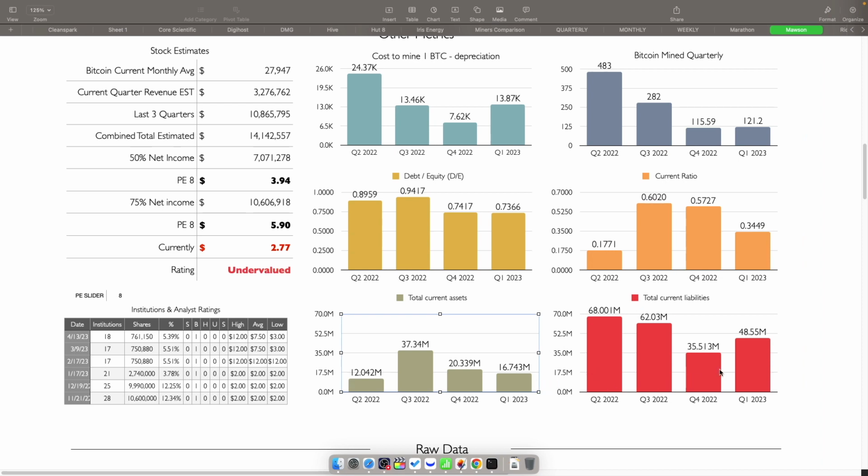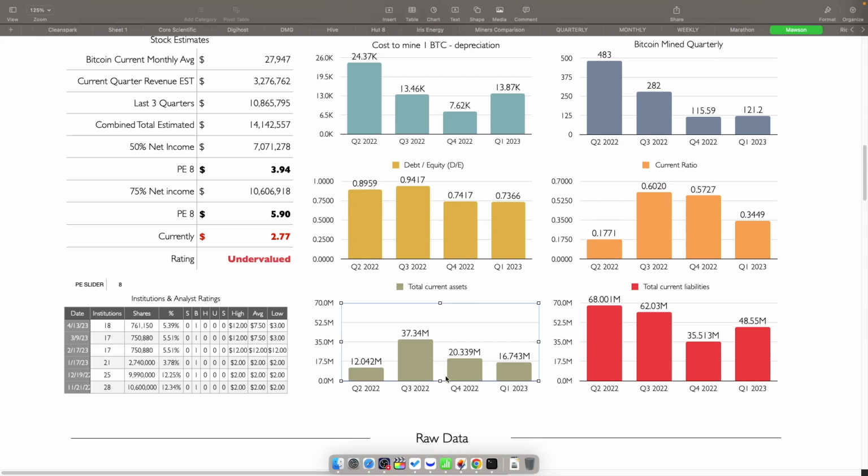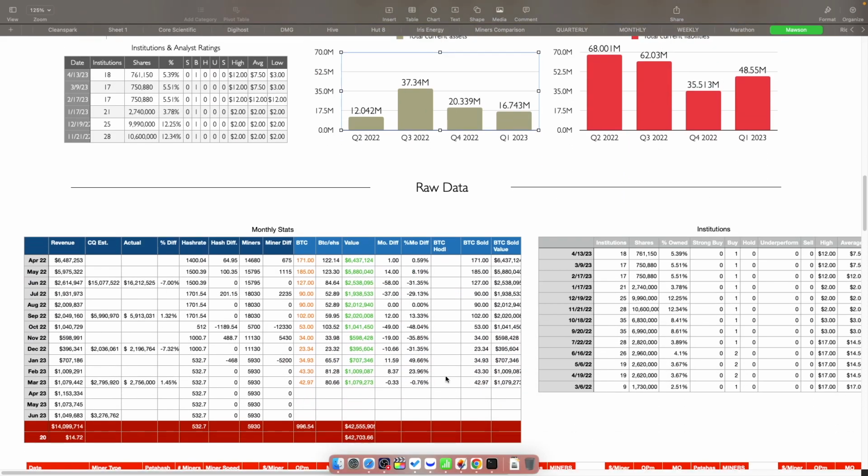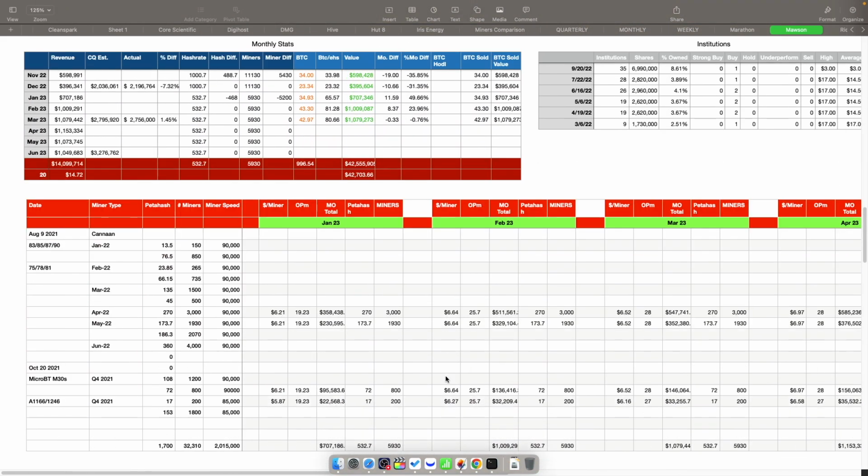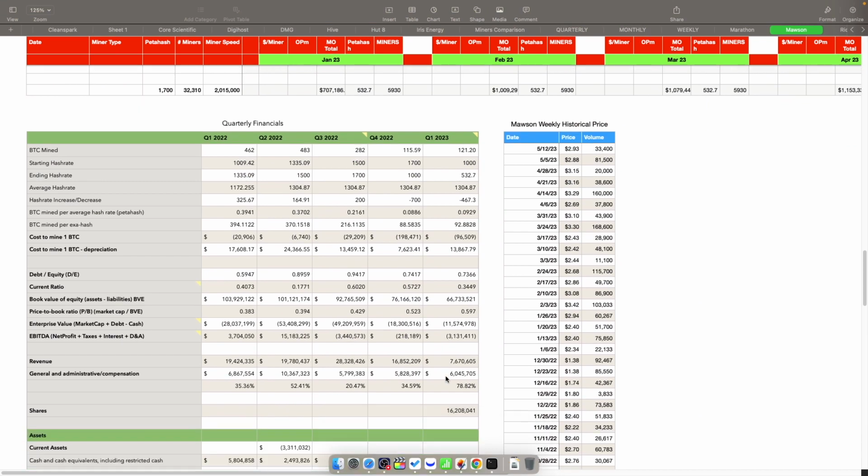And yeah, we can see that Q1 total current liabilities has increased to 48.5 million. And their total current assets is down to 16. So that's also concerning a little bit. And the main reason I think for that, and this is just my opinion, is they do a lot of hosting, and I hate hosting because I believe it is just not as profitable as self-mining is.